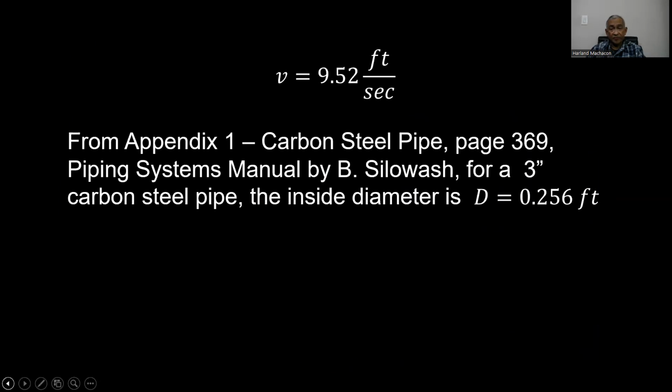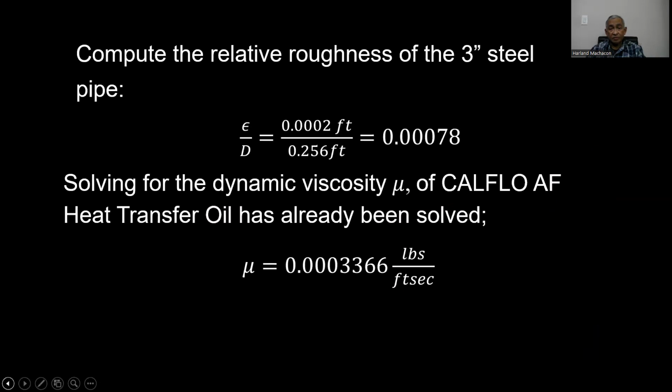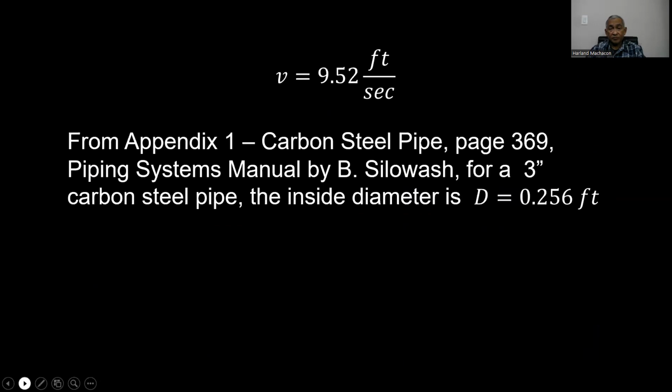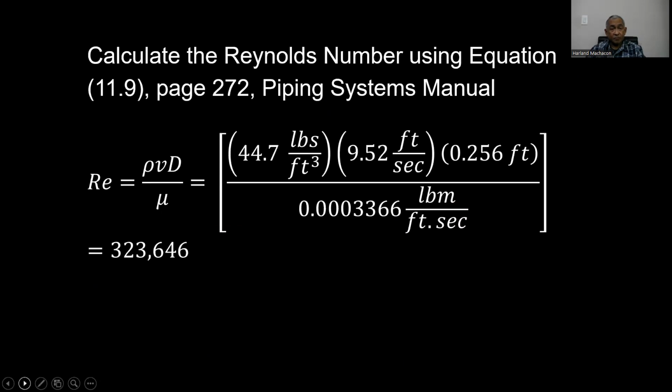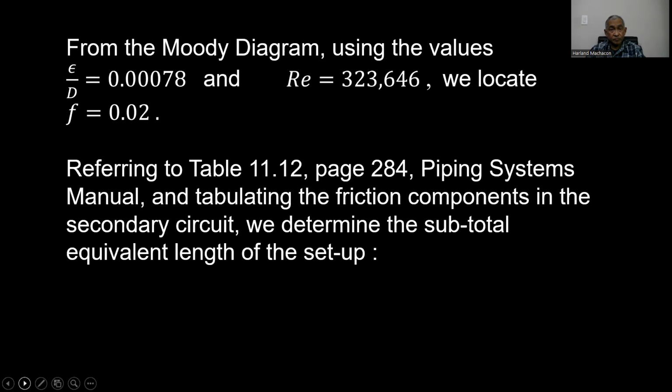So the relative roughness will be 0.00078, and then the Reynolds number 323,646 here. So it's at this level here. Reynolds number will locate 0.02.